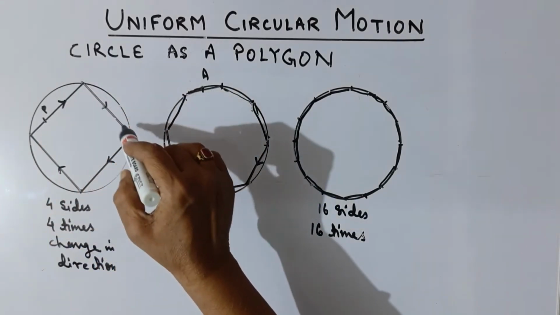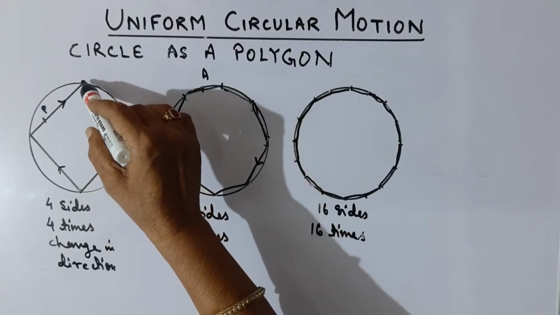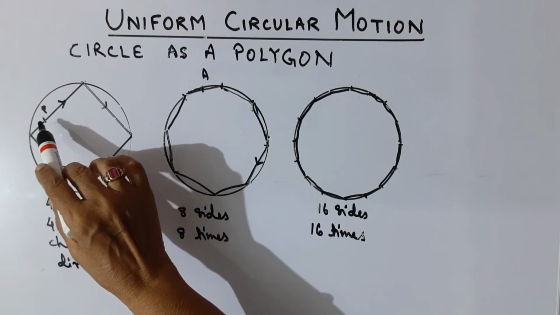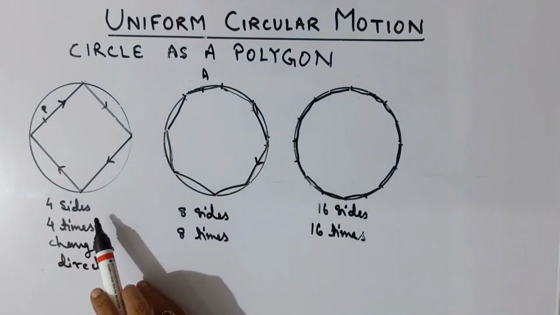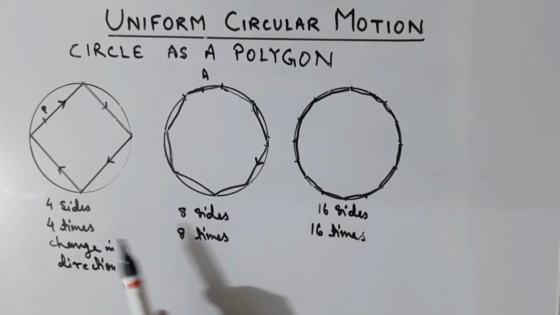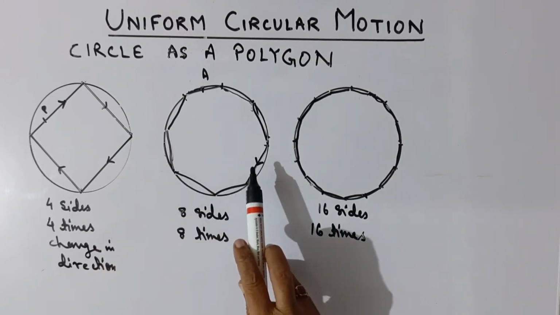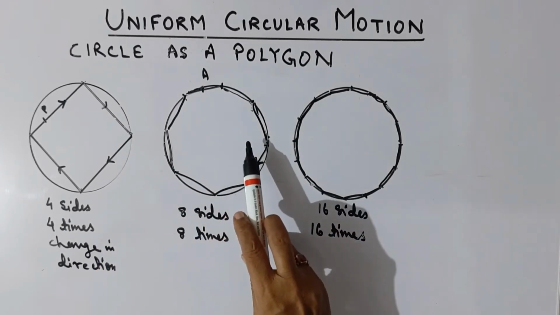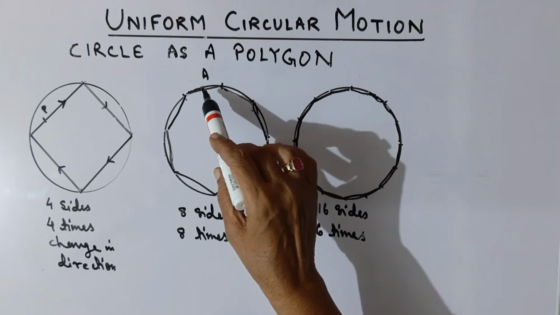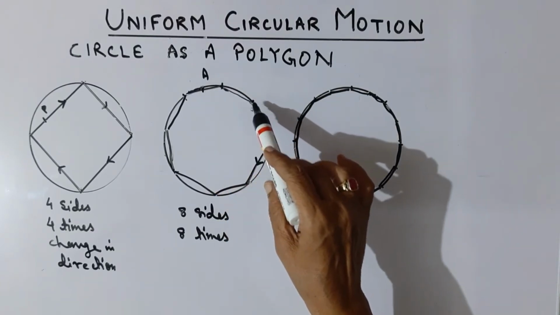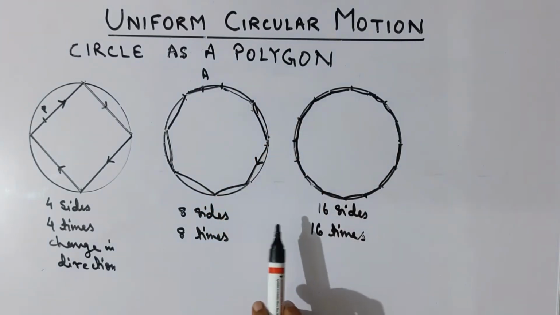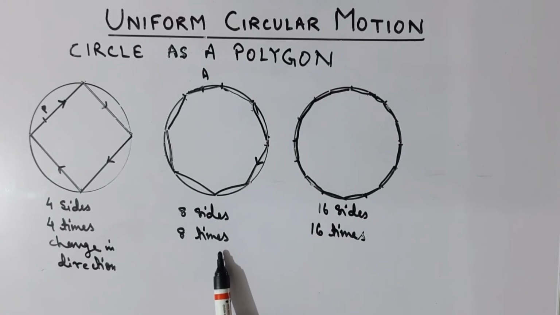it will have to change its direction at 4 corners, 1, 2, 3 and 4, so that it can come back again to the point P. So here we have 4 sides and 4 times there is a change in direction. Now if we increase the number of sides of the polygon, and here we make a polygon having 8 sides, an object starting its motion at point A will have to change its direction 8 times before it comes back to its original position. So 8 sides, 8 times there is a change in direction.